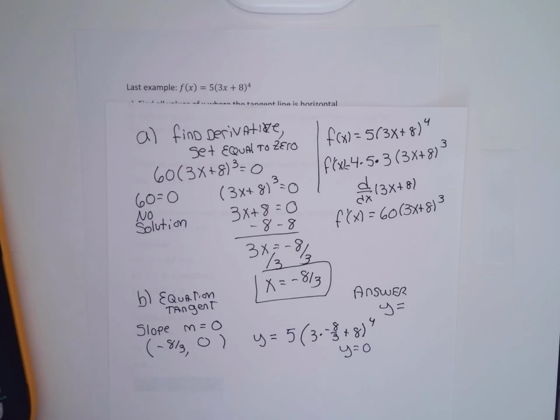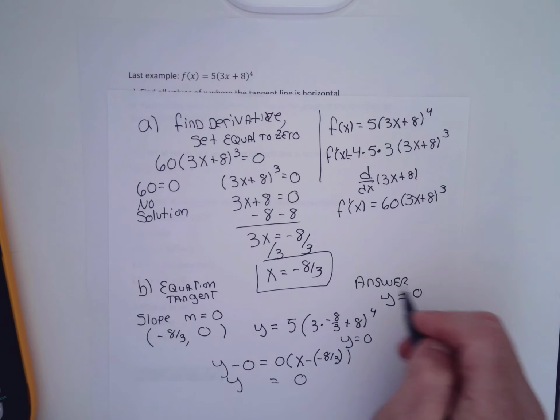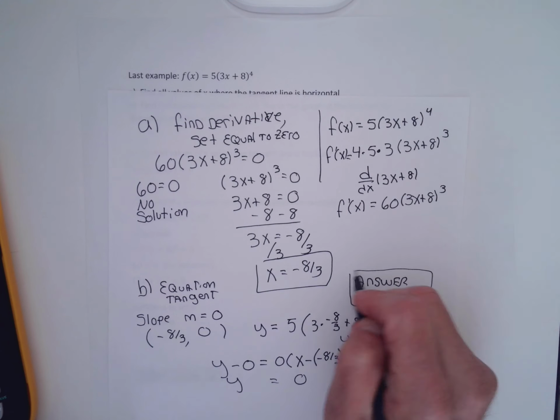That's just a fluke. And now I'm going to find my equation. I'm going to go y minus the y-coordinate of the point equals the slope times x minus the x-coordinate of the point. On the right-hand side, it doesn't matter what I do. 0 times anything is going to be 0, so the right-hand side is going to be 0. The left-hand side, y minus 0, is just y. My answer to part B is y equal to 0.